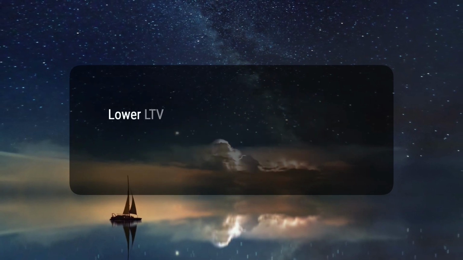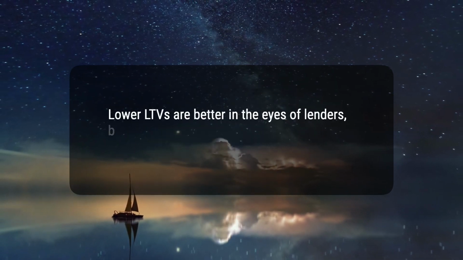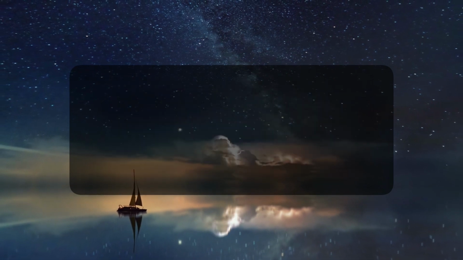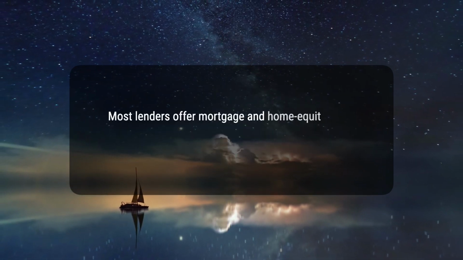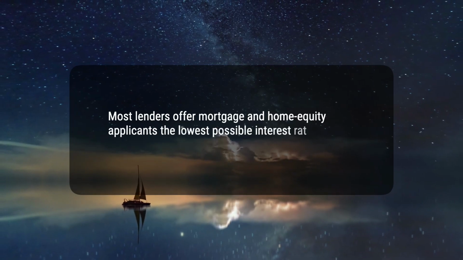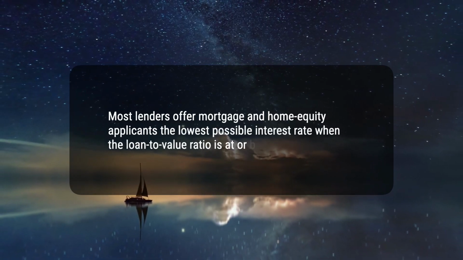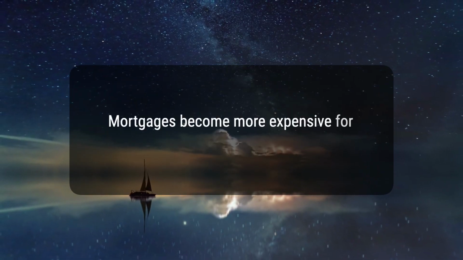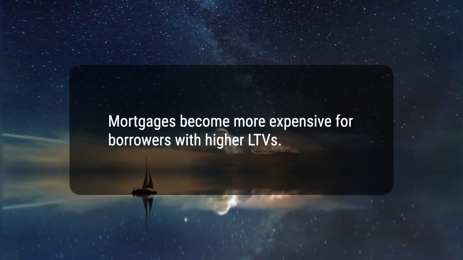2. Lower LTVs are better in the eyes of lenders, but require borrowers to come up with larger down payments. 3. Most lenders offer mortgage and home equity applicants the lowest possible interest rate when the loan-to-value ratio is at or below 80%. 4. Mortgages become more expensive for borrowers with higher LTVs.